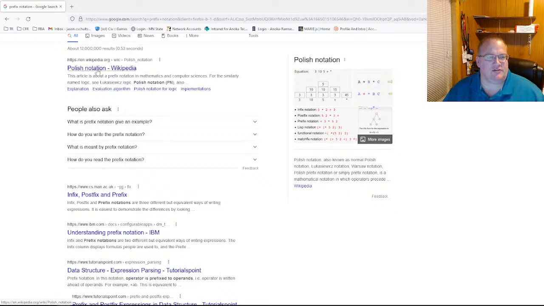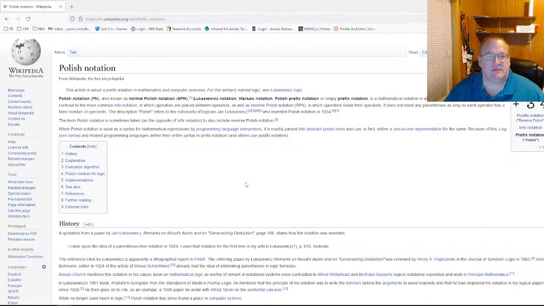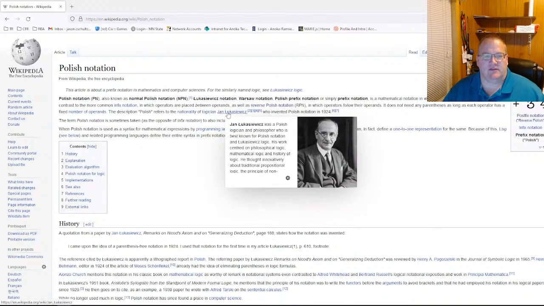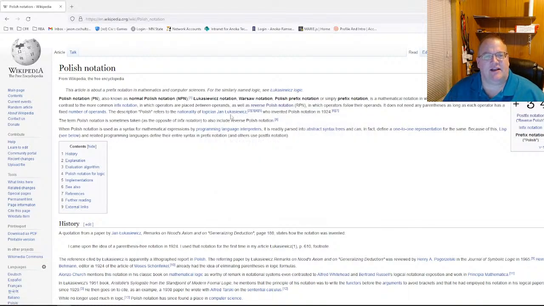But I don't want Polish notation because Polish notation. Not reverse Polish notation, but Polish notation. Let's go to that. This tells us this fella's name. Jan even has a picture of him. He's the guy who developed it. So that's why we call it that. I can understand why they don't call this algorithm after his last name, because I'm not sure I could pronounce it. I'm not even going to try.